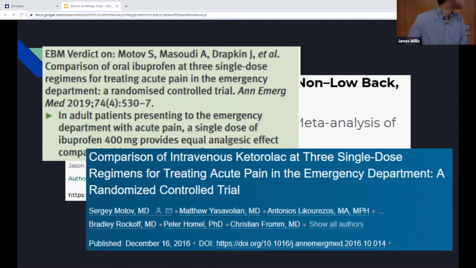Toradol also has been shown in a couple of studies recently, in 2017 and 2018, that even using the lower dose of 10 to 15 milligrams of IV can be just as effective in treating pain compared to the 30 and 60 doses of Toradol that we've been giving.